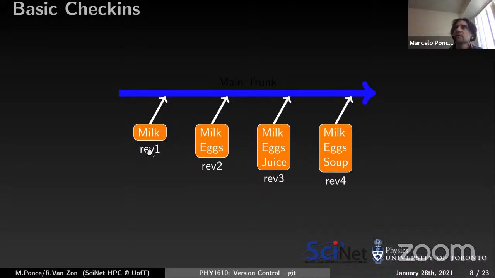So the first revision of the shopping list is to add milk to the list. Next day we run out of eggs, so we add eggs to the shopping list. Of course, each of these changes is committed to the main trunk, to the repository. The third day we run out of shoes, so we add shoes. But on the fourth day, let's say I stop by Rabas and I get some shoes, and then I remove shoes from my shopping list, but I add soup. So that's more or less the idea.